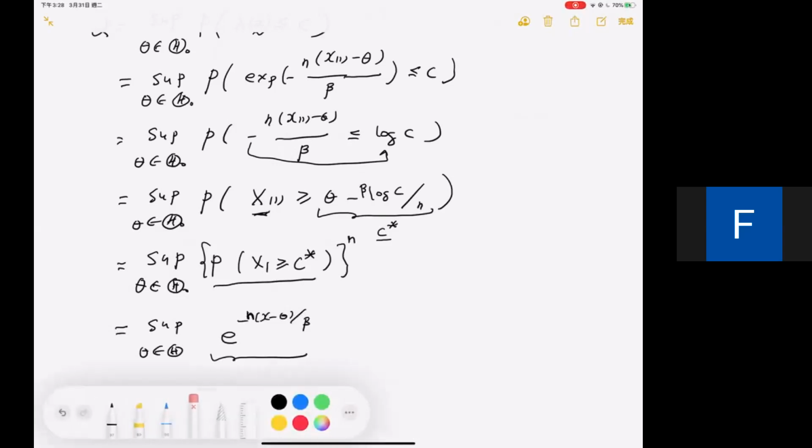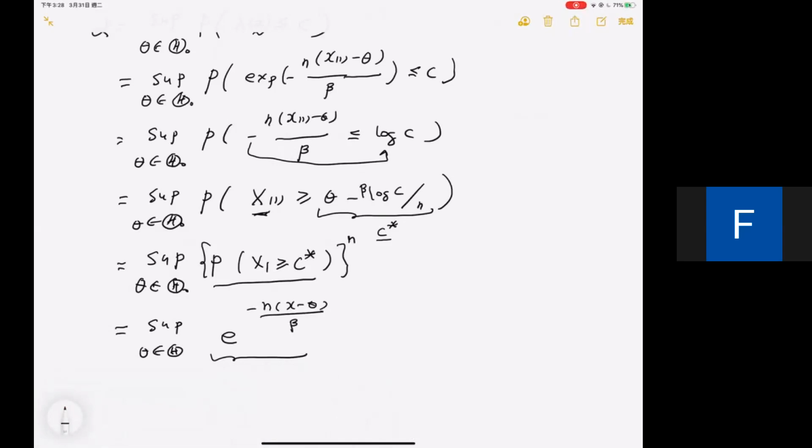So let me write it again more clearly, so I don't want to mess up. So minus n x minus theta, then divided by beta. Okay, again, looking at this guy, it is an increasing function when theta is getting bigger. When theta gets bigger, the whole function gets bigger as well. That means this is an increasing function of theta, that's the reason why you need to pick it up, right?